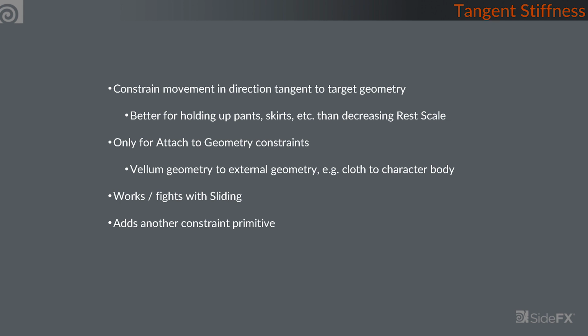So when you're attaching vellum geometry to external geometry, very often and usually the collision geometry, for example, like the cloth to a character body, it works in conjunction with sliding, which we're going to talk about soon. It sort of fights with sliding as well in a lot of circumstances. So we'll also look at how that happens. And it's worth knowing that this actually adds another constraint primitive when you turn on tangent stiffness. And it's mostly worth knowing that just if you're doing something advanced like breaking or something like that. But in any event, let's look at a quick example of how you can set this up and how it works.